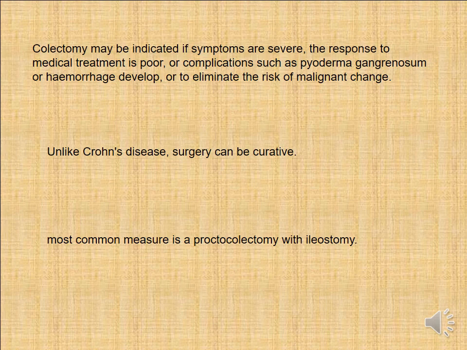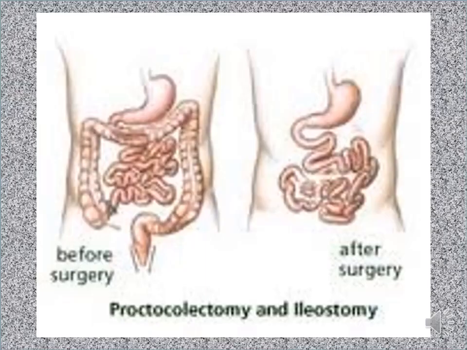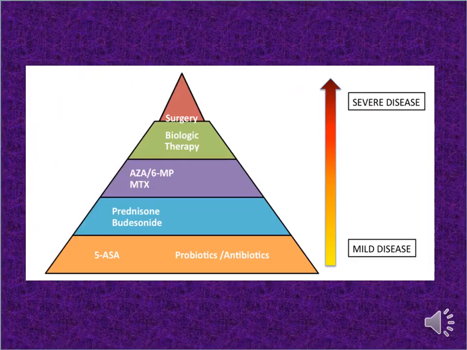Unlike Crohn's disease, surgery can be curative in ulcerative colitis. The patient is cured in case of colectomy. The most common measure is proctocolectomy with ileostomy. This is the large extension before the operation, and small after the operation, removing the majority of the large intestine.